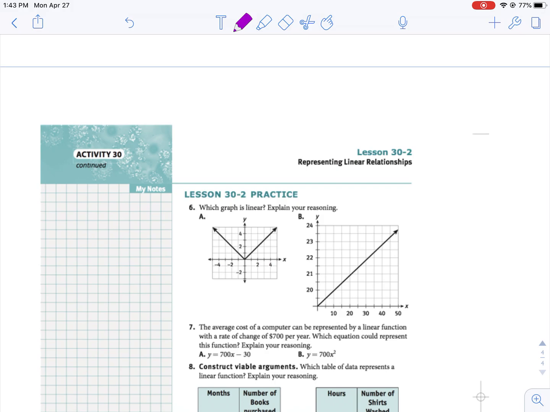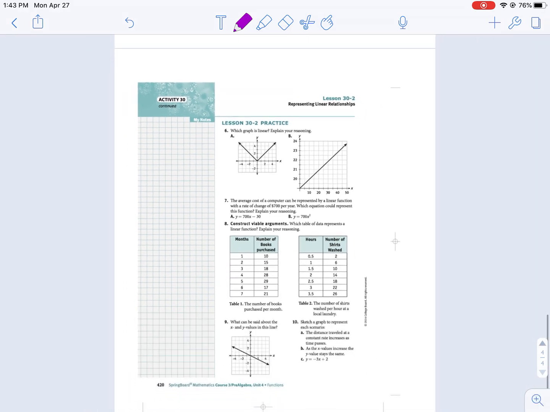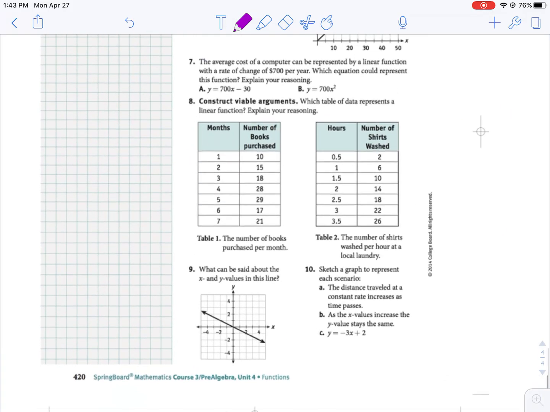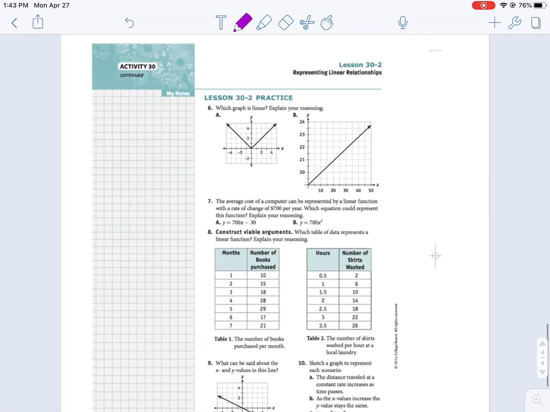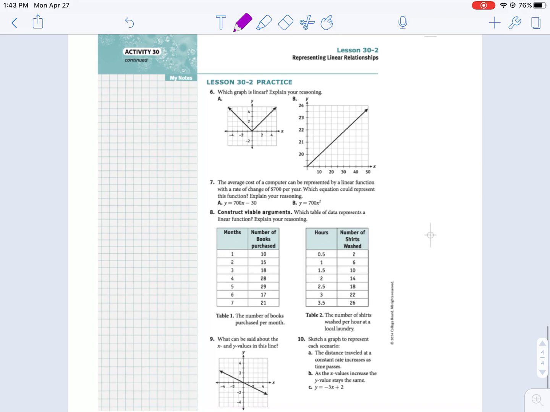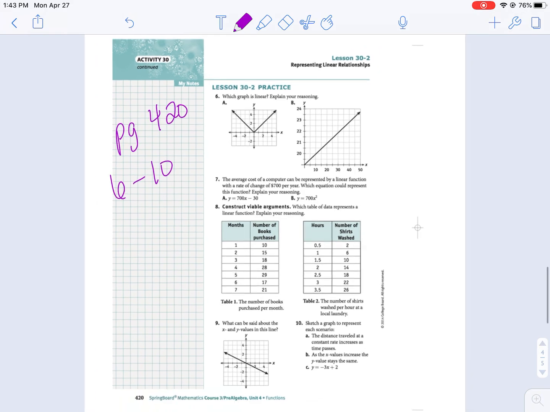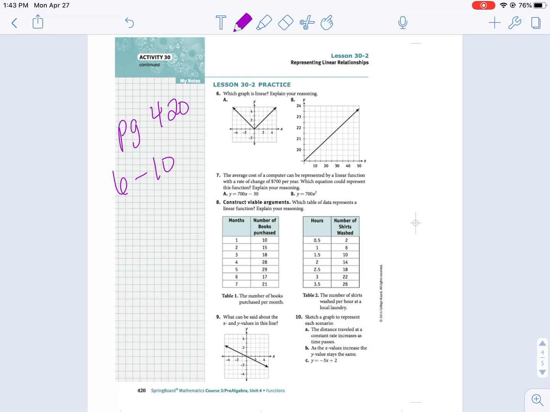All right, so your homework for today is going to be to do the lesson practice on page 420, and you are going to do problems 6 through 10, all of them. So our homework is on page 420, and you are doing 6 through 10. Okay, so go ahead and get that taken care of and submit it online on Schoology.